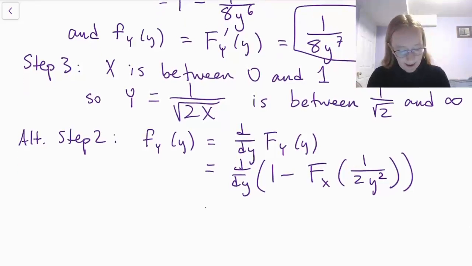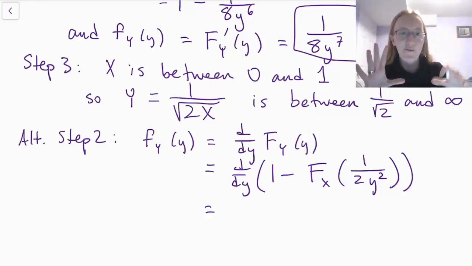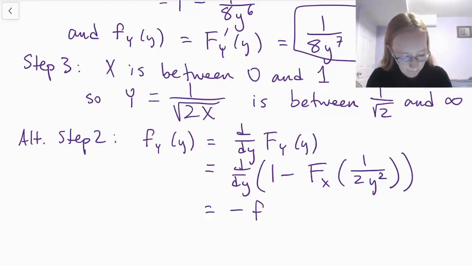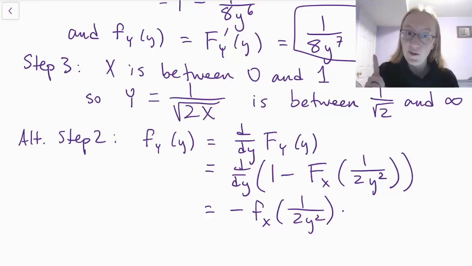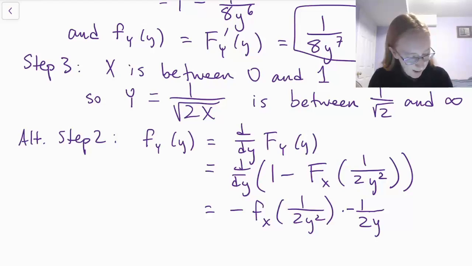So we could write that as, well, d by dy of 1 is nothing, so that disappears. It could be d by dy of F_X of 1 over 2y squared with respect to the inside part. So that's going to be negative little f of x evaluated at 1 over 2y squared, and then times, by the chain rule, the derivative of 1 over 2y squared with respect to y, so times negative 1 over 2y cubed. That's what we could do, right? This is the chain rule.